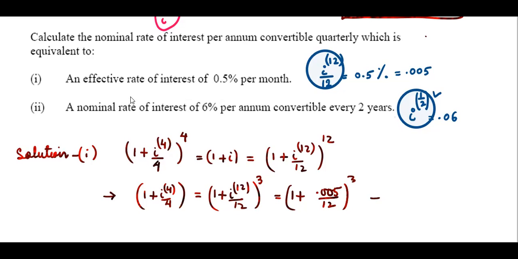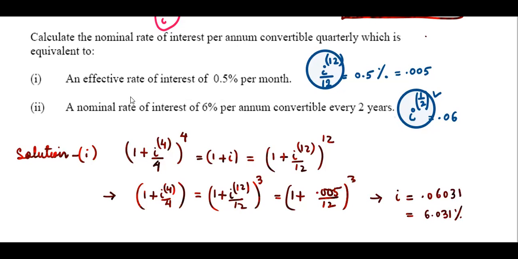So you check that, you will get 0.06031. That is 6.031%. This you should get.